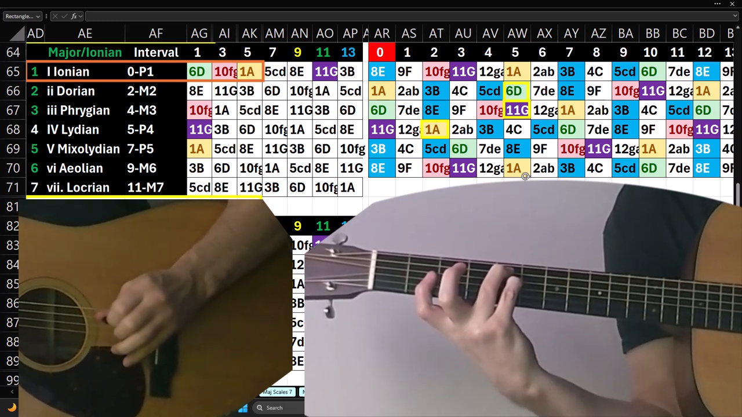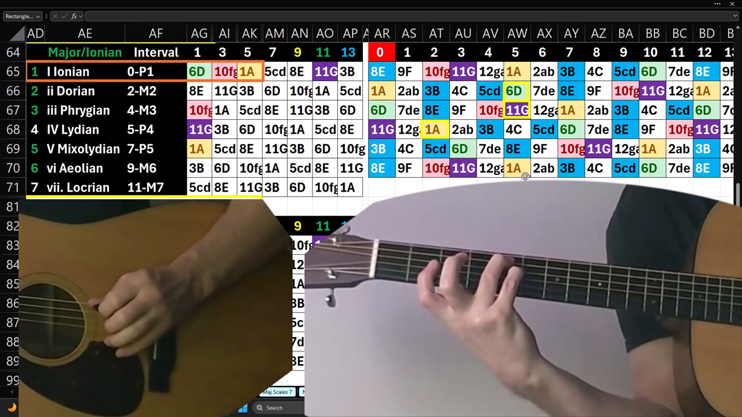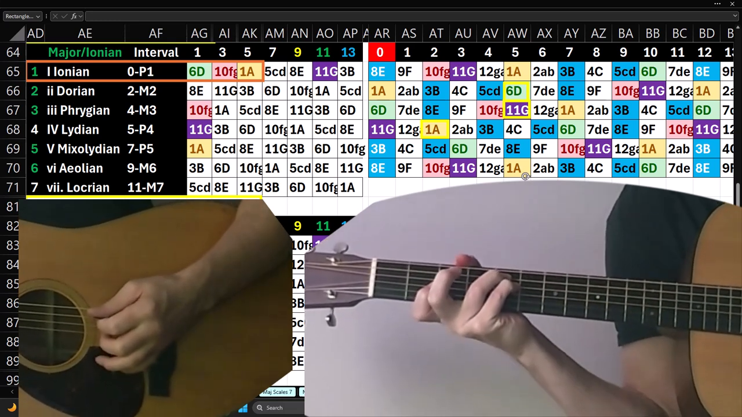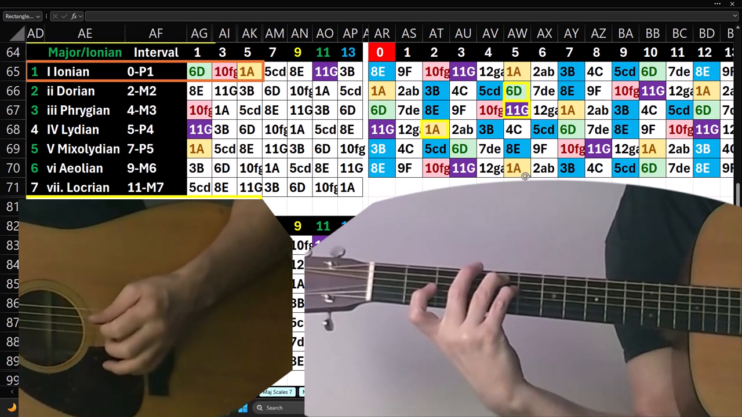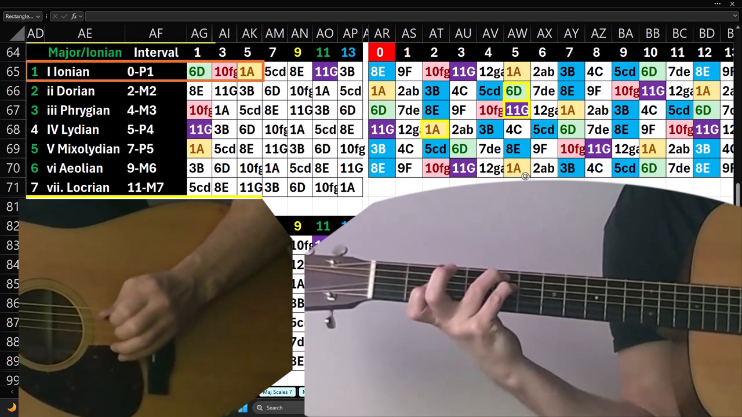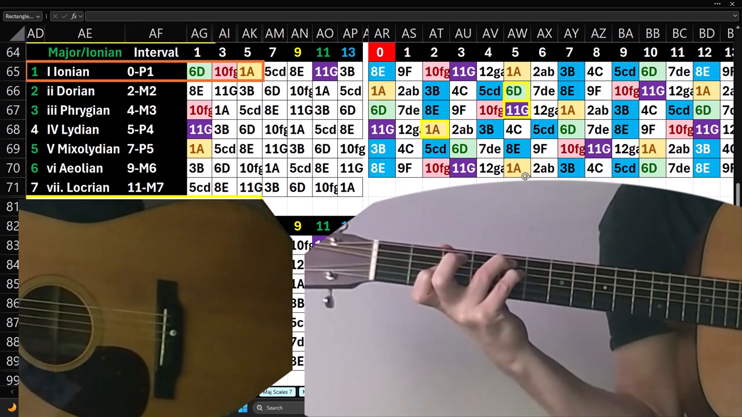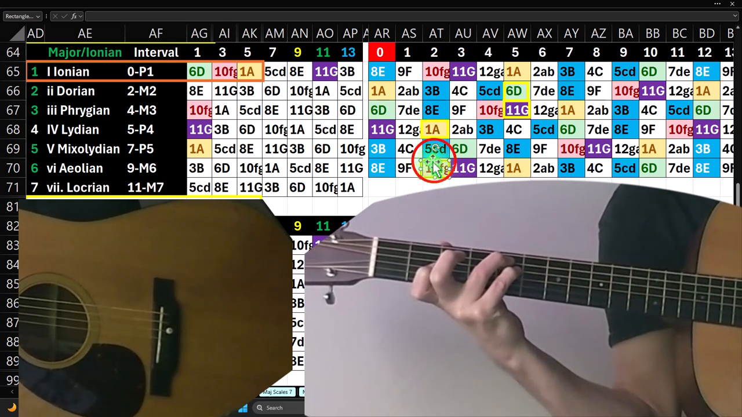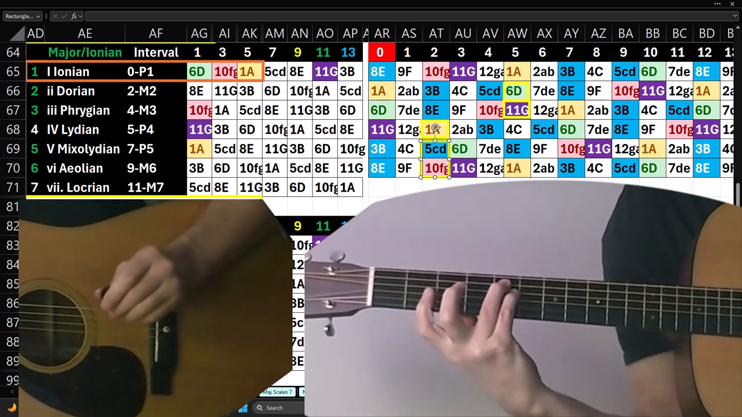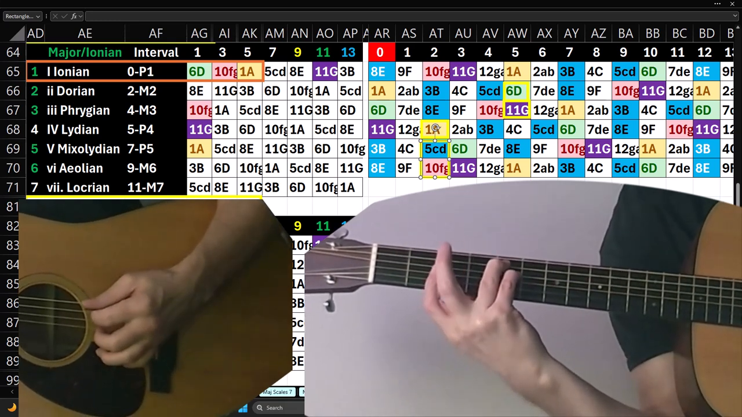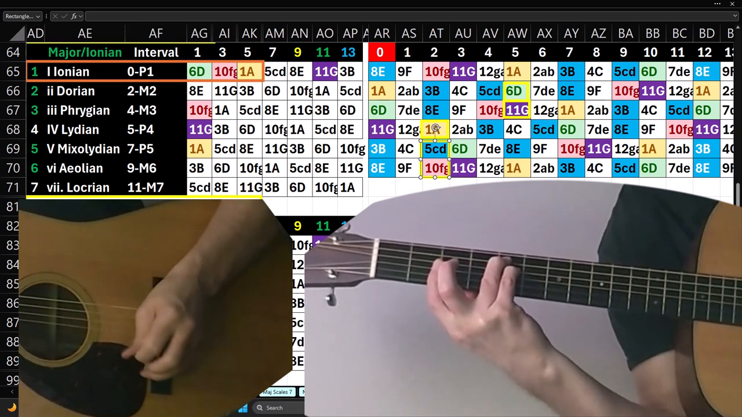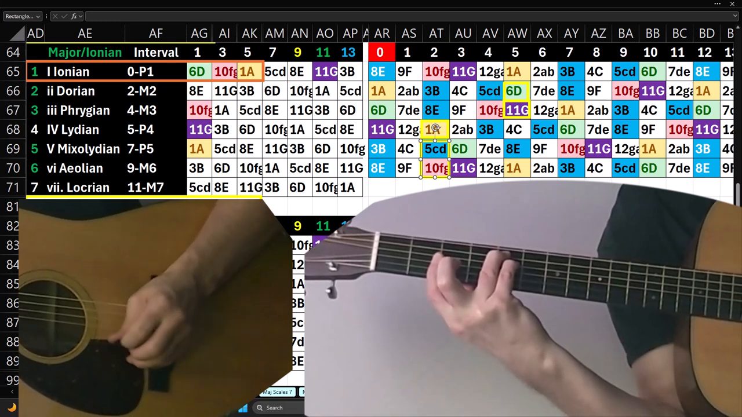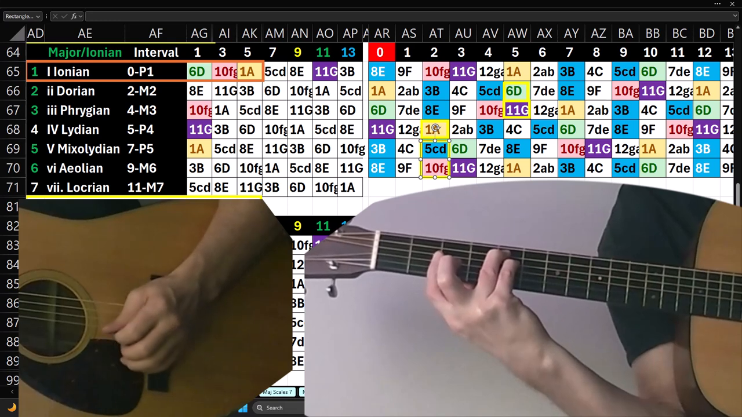So now I've got the A back there. Kind of hard not to hit that top string. I could put this one. And then I could try to grab that third down there by barring again. So now I've got the 1, 11, 5, and then I grabbed a 7, and there's my third.